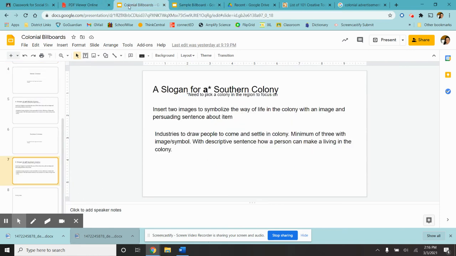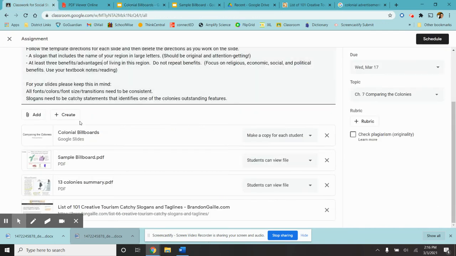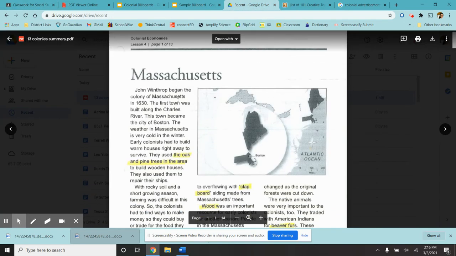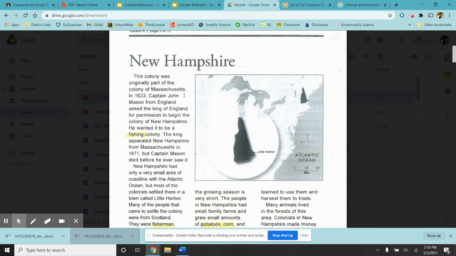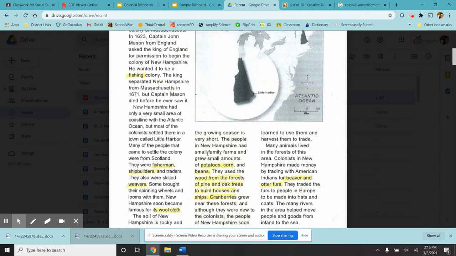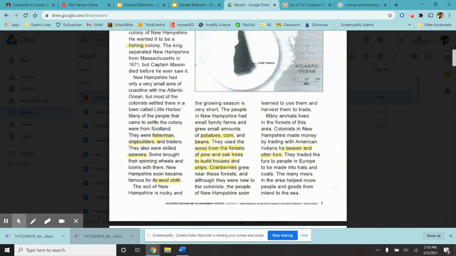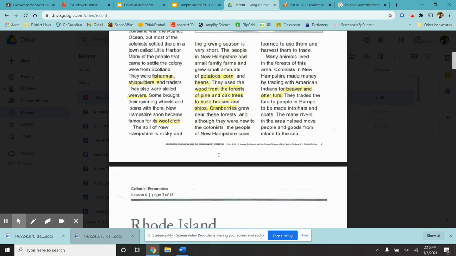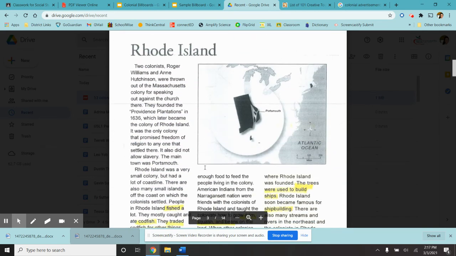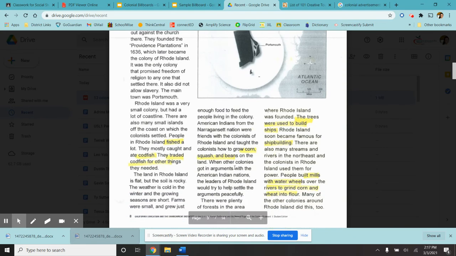Real quick, let's go over the directions. I went over each slide, so when you're doing your presentation, make sure you delete the directions as you go. Posted is the example. There is also a reading for the 13 colonies. If you choose a colony that we didn't go over, like New Hampshire, there's a reading about industries. It focuses more on how the colonists used the land, but there is some information on the industries and ways of life there.